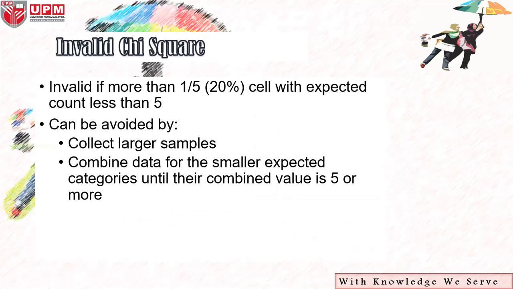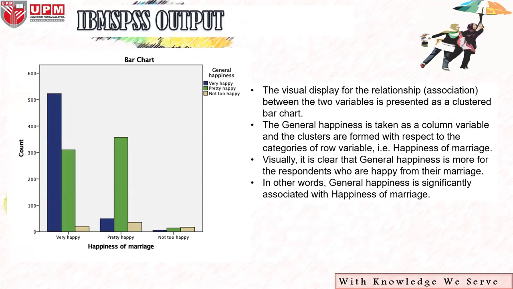Okay, so this is the criteria earlier. The chi-square output is considered invalid if more than 1/5 or 20% of the cells have expected count less than 5. We can avoid this by what we already discussed just now: we collect a larger sample, we increase the number of samples, or we combine data for the smaller expected categories until their combined value is 5 or more. It is like what we discussed earlier. We reduce the number of categories.